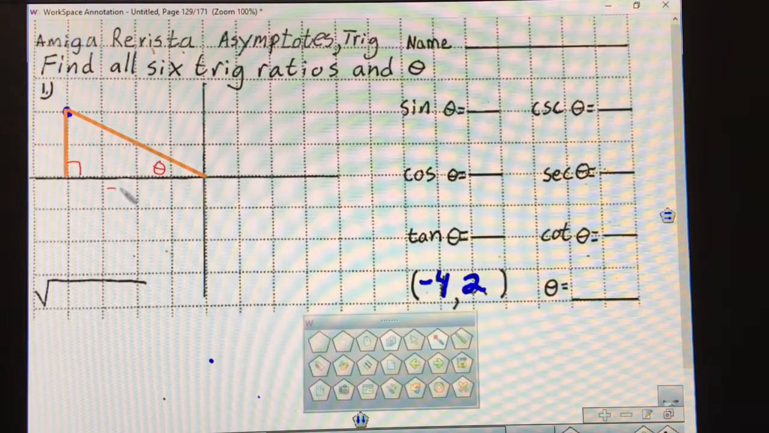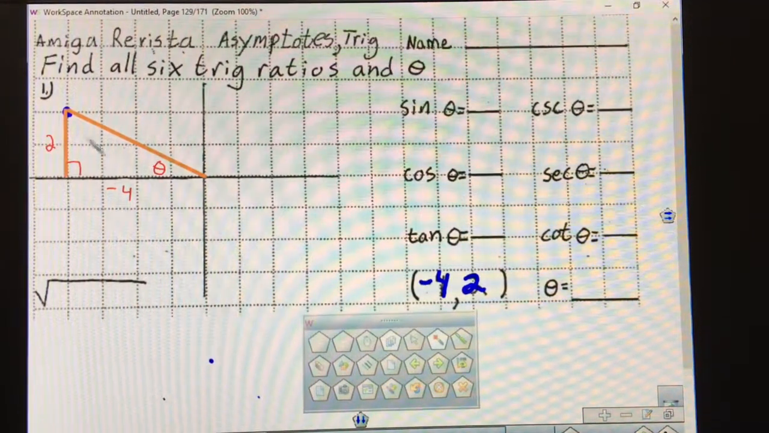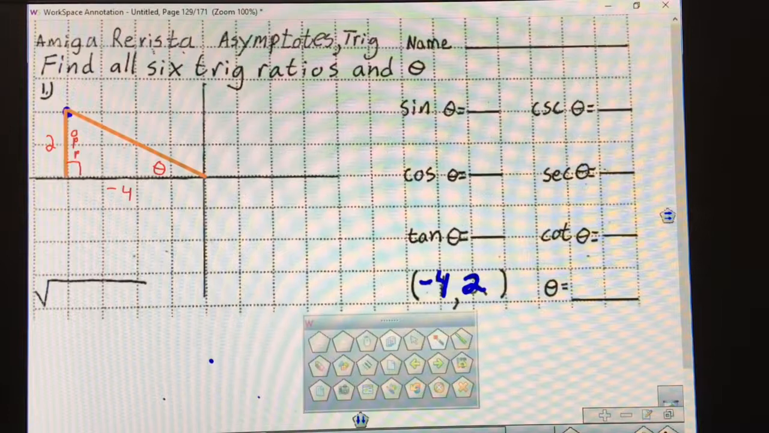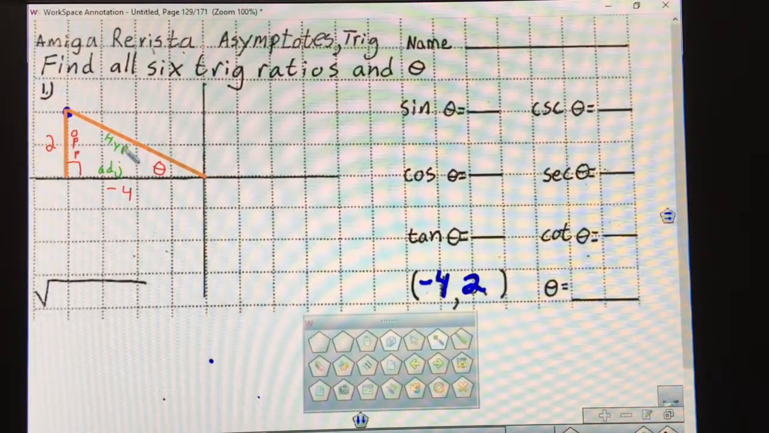Now I know that it goes left, negative 4, and it goes up, positive 2. This side over here is opposite my theta. This side on the bottom is my adjacent to theta, my ADJ. And this really long side is my hypotenuse.